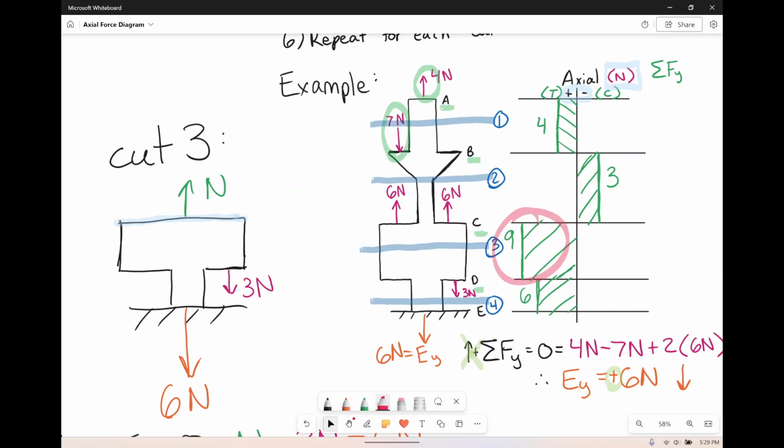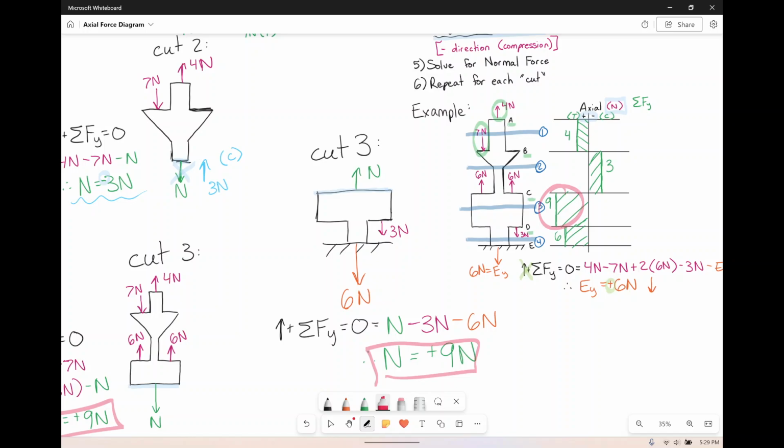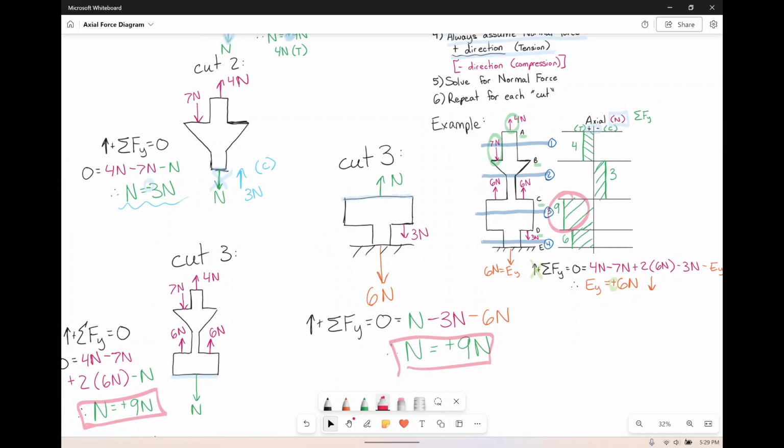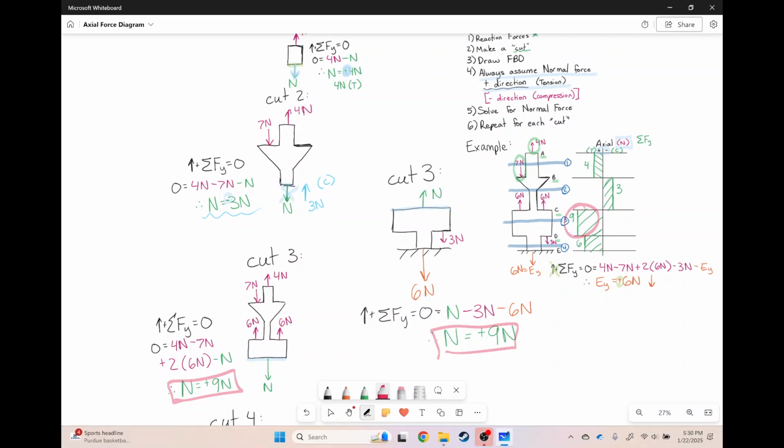But when in doubt, check it out for yourself. Ask yourself, am I going away from the face, which is tension, or towards the face, which is compression? That's all you gotta do. So again, it doesn't matter how goofy it looks, doesn't matter that it's offset. You sum the forces either in the y direction because your thing's vertical or in the x direction because your thing's horizontal. It's all the same. They're actually pretty simple. And that's a wrap for axial force diagram.